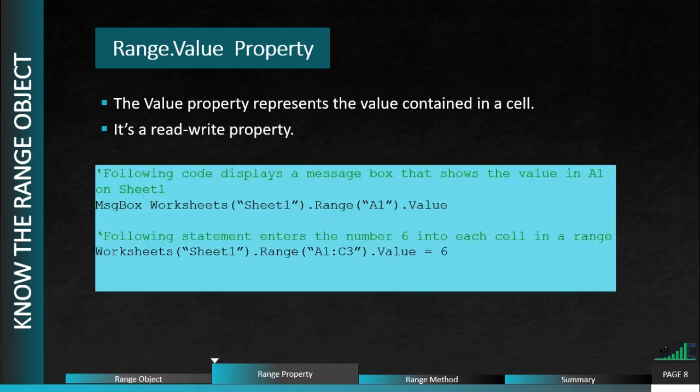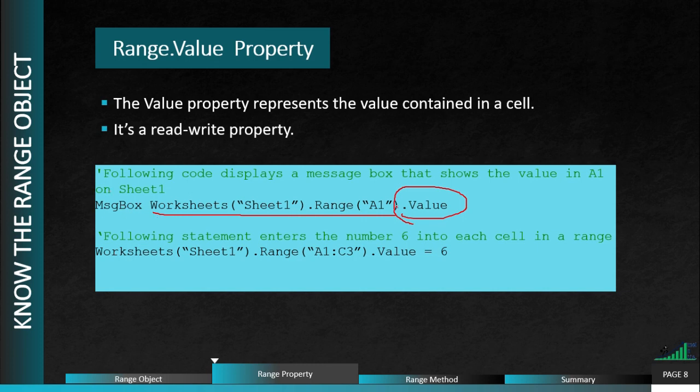This is an example of how we write the Value property. Why it is very important: generally during our programming, we write some value in a cell, or we read a value in a cell. Here I am showing a message box, Worksheets("Sheet1").Range("A1"). This is okay. Range, we have shown you the reference. Up to this, it is a reference. And .Value means I am getting the value.